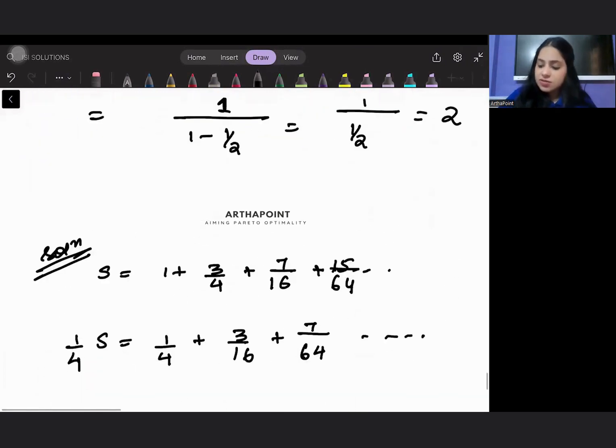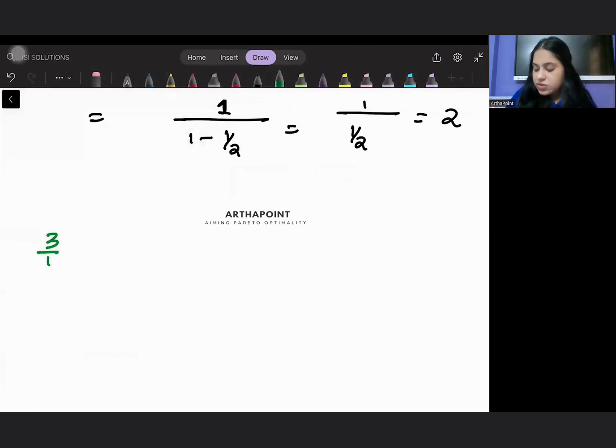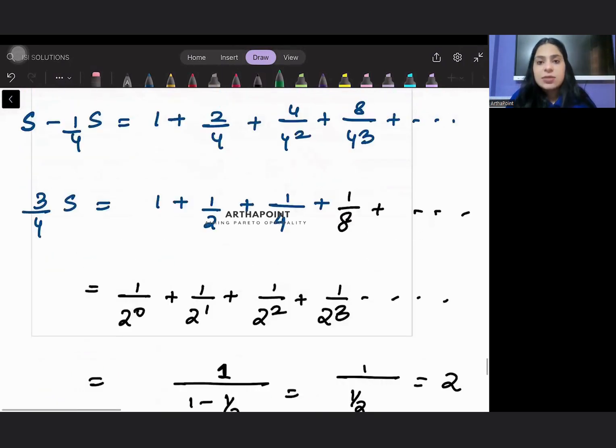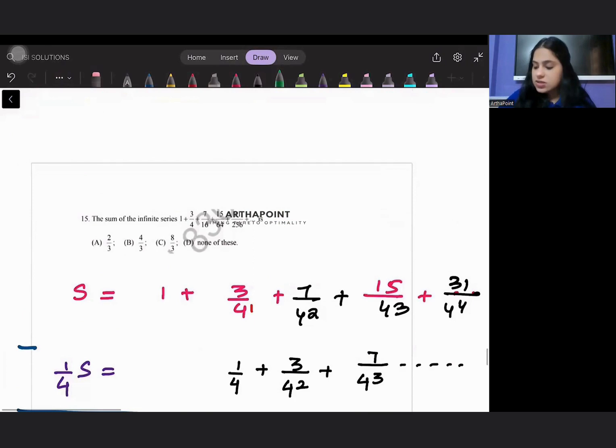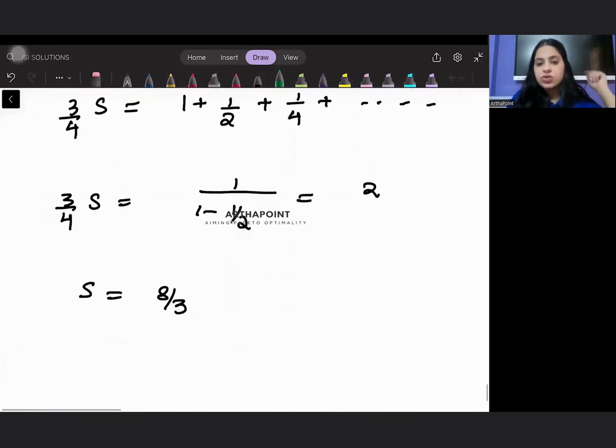So I will be getting that 3 by 4S is 2. So S will be 2 into 4 by 3. So this will be 8 by 3. So the sum of this infinite series will be 8 by 3. And that will be the answer to this question. Am I clear with it? Okay, beta. Thank you.